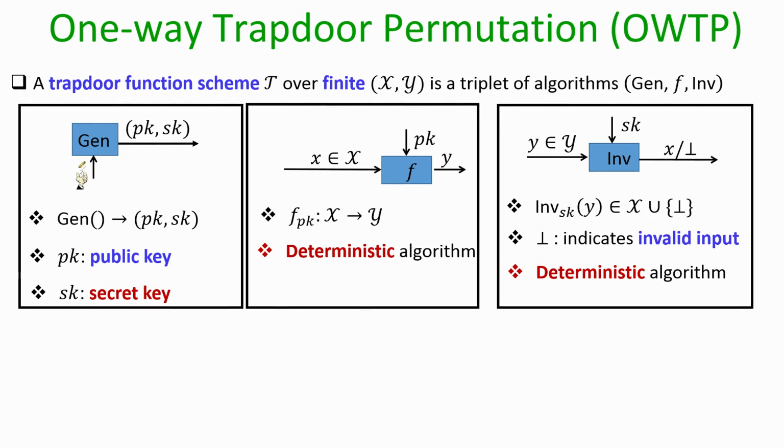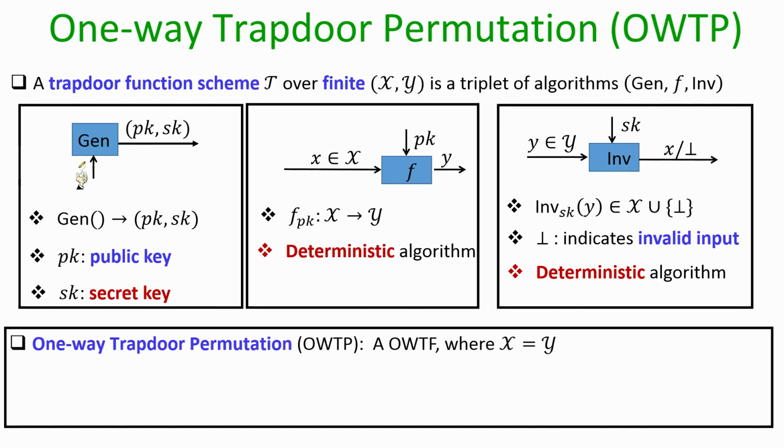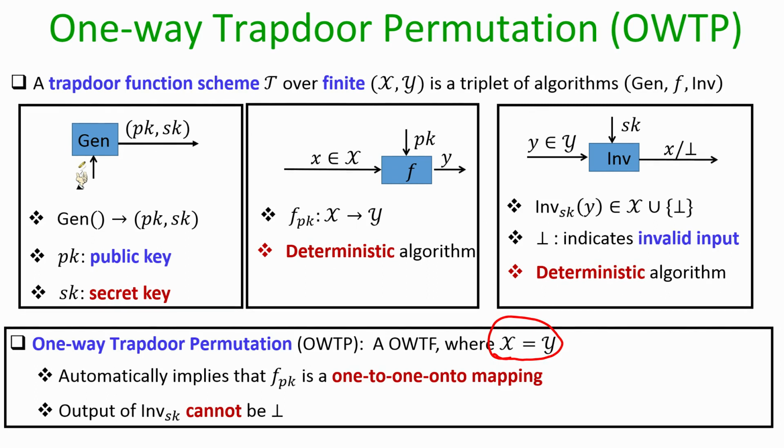Now, once we have the definition of one-way trapdoor function, let us define a related notion, namely one-way trapdoor permutation, OWTP, right. So, a one-way trapdoor permutation is a special type of one-way trapdoor function where the domain and the codomain of your function little f are the same, namely the set fancy X and the set fancy Y are the same. And this automatically implies that your function f sub pk is a 1 to 1 onto mapping, that means it is a bijection. This is because we know that if the function is a one-way trapdoor function, then the correctness property implies that your function little f has to be a 1 to 1 function, it need not be an onto function.